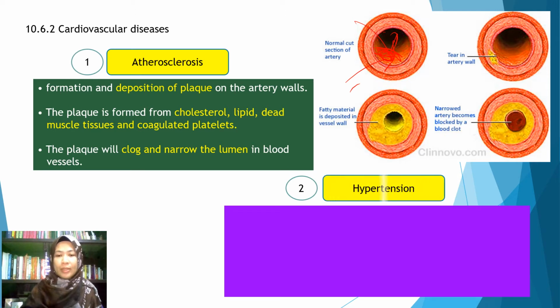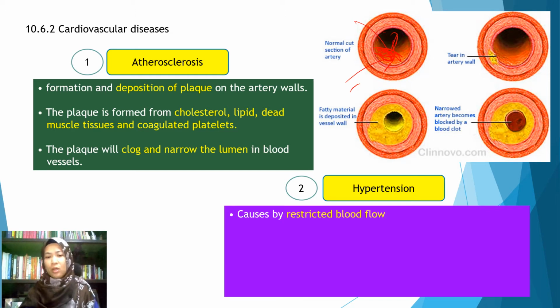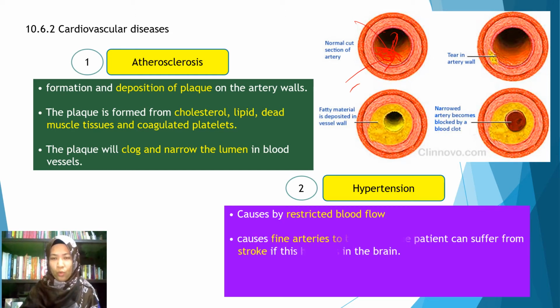Next, hypertension. Atherosclerosis can cause hypertension actually. You can see it is caused by a restricted blood flow. Jadi pengaliran darah sangat tidak smooth. Restricted blood flow. So this will increase the blood pressure inside the artery.